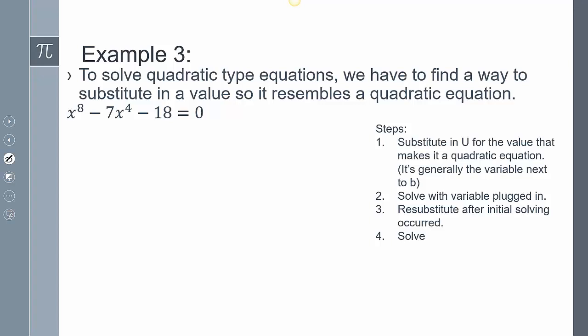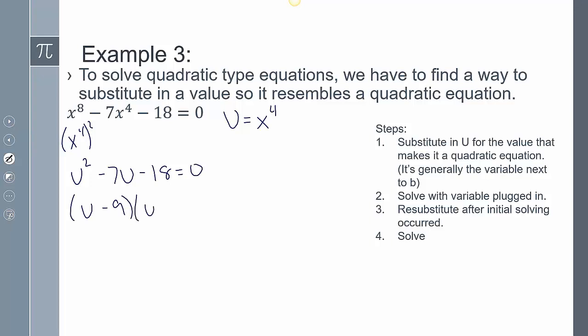Now it doesn't just have to be an x squared, like this one. This is x to the fourth. And so with an x to the fourth, that means I'd have to say u equals x to the fourth power. Because this right here, this is x to the fourth squared, which will make it u squared. So factoring that, you're going to get u minus 9 and u plus 2.